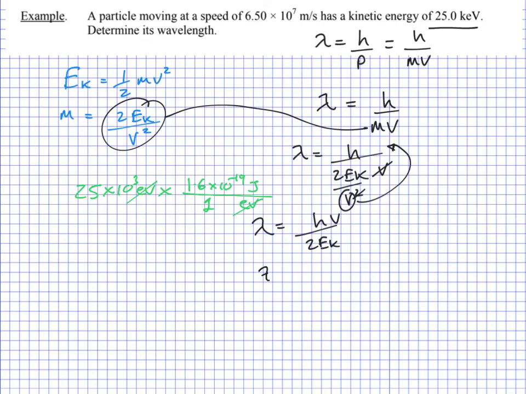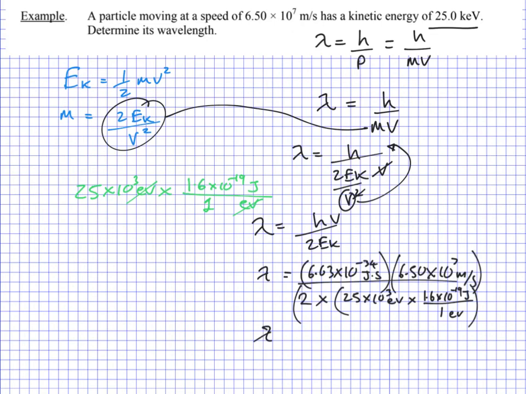And let's see, the wavelength you should get is, and so here we have all the numbers in. There's my Planck's constant in joule seconds. Here's my speed, and now 2 times the kinetic energy, but I've converted it to joules. So if you plug that into your calculator, what are you going to get? You're going to get 5.39 times 10 to the negative 12 meters.